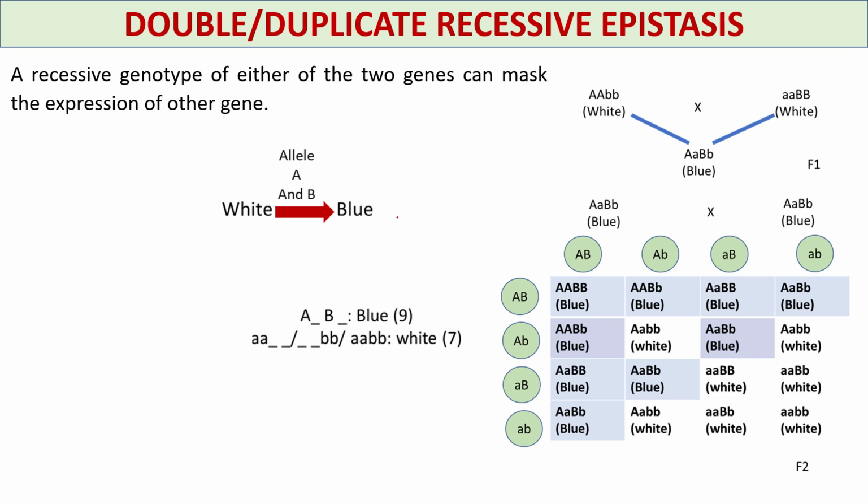Next is double or duplicate recessive epistasis. In double recessive or duplicate recessive epistasis, the recessive genotype of either of the two genes can mask the expression of the other gene. In this case, both dominant alleles of the two genes, when present together, only then can they complement each other. Suppose a plant has two genes, gene 1 and gene 2. Both are responsible for flower color.